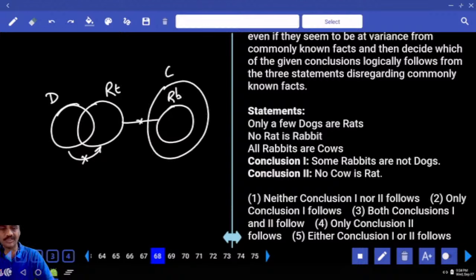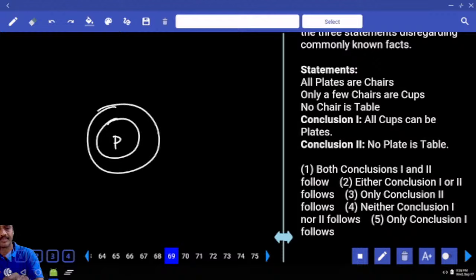All plates are chairs. Now these are the plates that are chairs. Plate and a chair. And only a few chairs are cups. Some chairs are cups but not all. And no chair is a table. No chair is a table, no intersection between chair and a table.